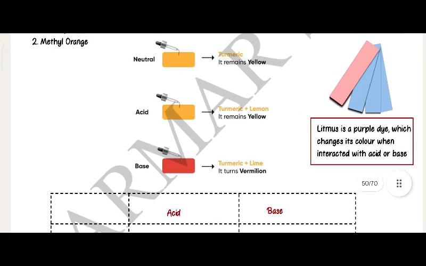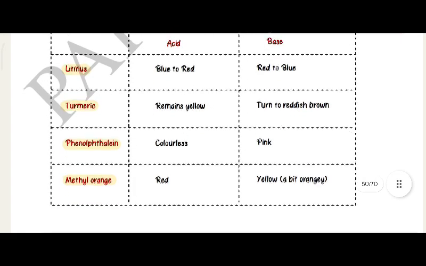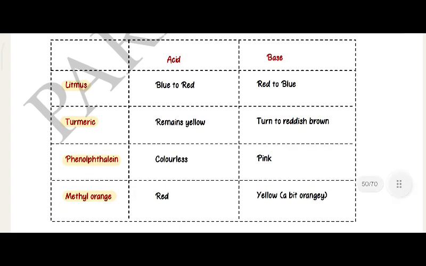Litmus is a purple dye which changes its color when it interacts with an acid or base. Litmus turns blue to red in acid, and red to blue in base. Turmeric in acid remains yellow, in base turns reddish brown. Phenolphthalein in acid is colorless, in base pink. Methyl orange in acid is red, in base yellow, a bit orangey.